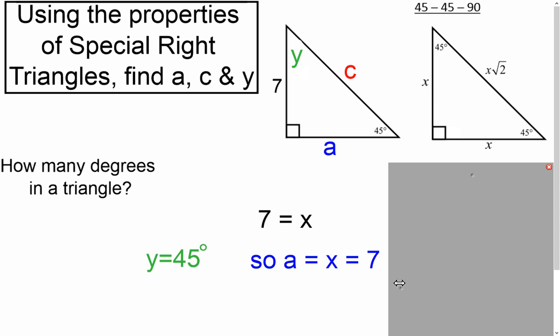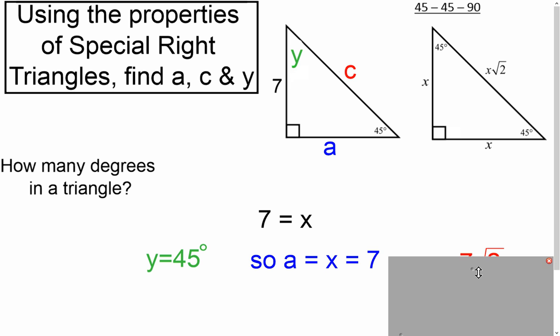Next we have to figure out what X is. X is across from the 7 side. So X is 7. That makes it really easy. You might think that's too simple, but it's supposed to be simple. That's why there are special properties, and we want you to use them. That makes A 7. So just by looking and comparing, you see that 7 is in the same spot as X, so X is 7, A is 7. What is C going to be? C is in the same spot as X times the square root of 2. So C is 7 times the square root of 2.